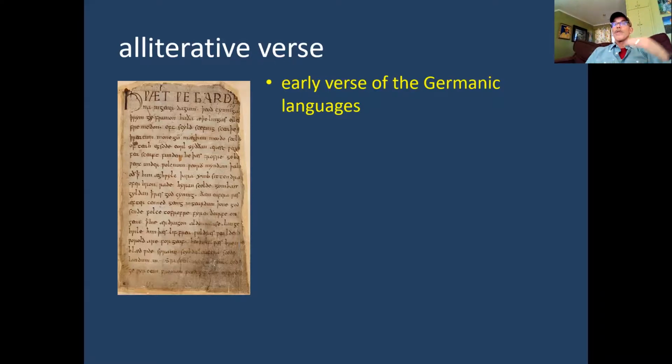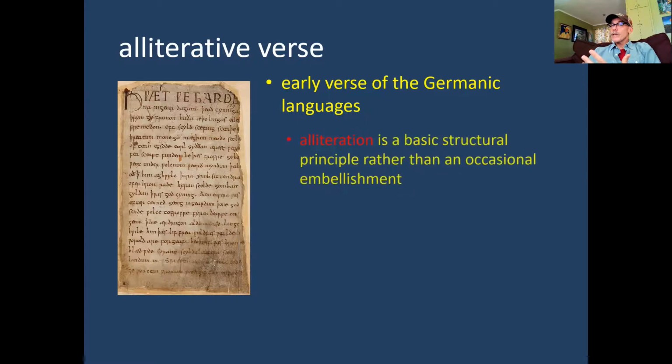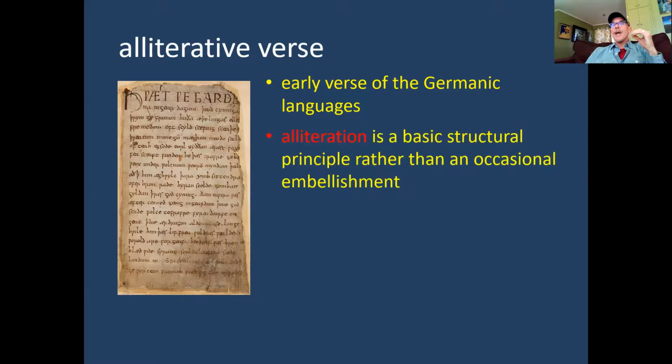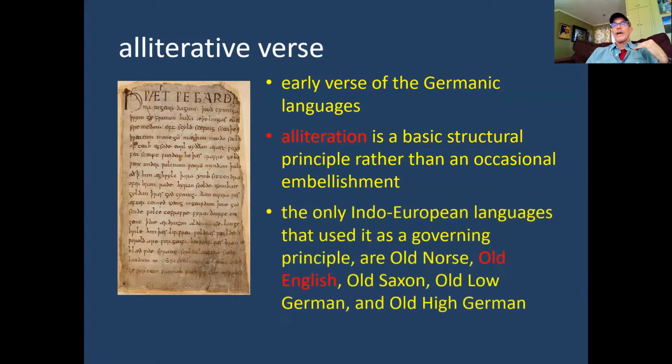Okay, so you remember when we talked in the presentation on sound devices, we talked about alliteration. All right, so here's where this thing plays out. Alliteration is a basic structural principle rather than just an occasional embellishment. It is not done for aesthetics, although of course it does sound beautiful when you read the lines aloud, okay? But it is part of the structure of the poem, okay?